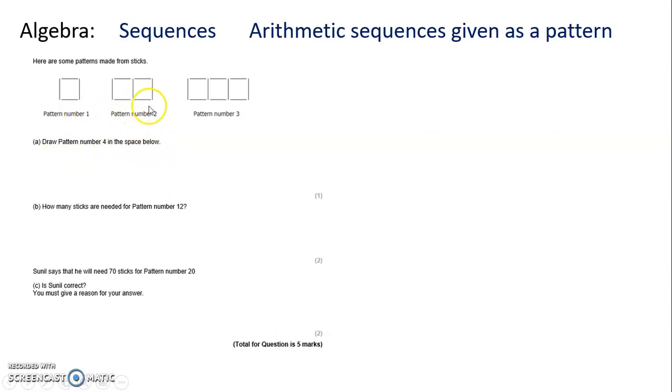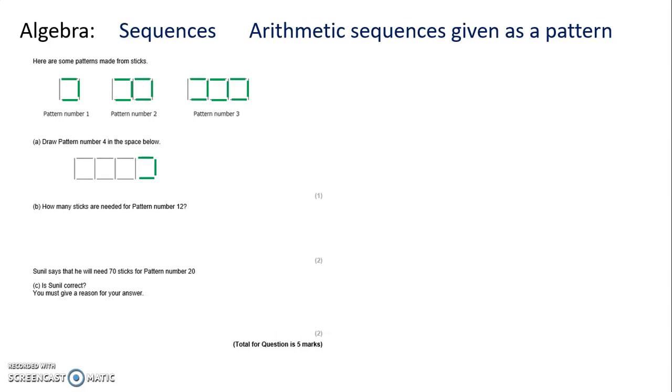So I need to think about how this pattern is changing from one pattern to the next. And hopefully you can see that I've got these 3 here, which are being added every time. So pattern number 2, I've got 2 of those 3 matchsticks, and pattern number 3, I've got 1, 2, 3 of those 3 matchsticks. So pattern number 4, I'm going to have 4 of them, and then I'm going to have the extra one on the left-hand side. So essentially it's going to be pattern number 3 with an extra 3 added on. Okay, so it's going to look like that.